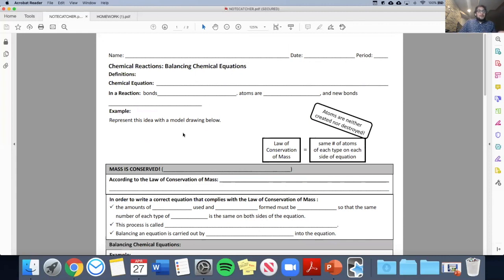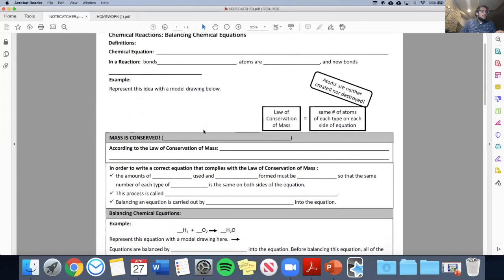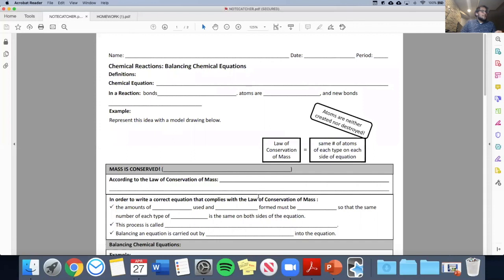If you don't have access to a printer, that's totally fine. Just take a look at this note catcher outline. It's in the Google Classroom assignment, and grab yourself a blank sheet of paper and then try to organize it a little bit like the note catcher so that you have all your notes in one place. Okay, you don't need to turn in these notes, but you're going to want them for the homework assignment and for all the assignments going forward.